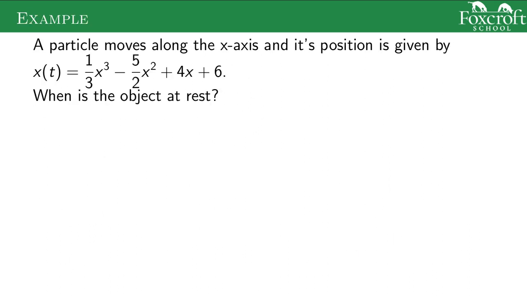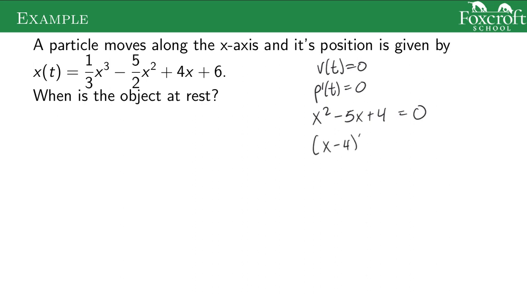So a particle moves along the x-axis and we have its position. When is the object at rest? Well, we know from that last slide it's at rest when our velocity is equal to 0. But velocity is the derivative of position, and the derivative of position is going to be t squared minus 5t plus 4, using the power rule. Now I can solve this equation using my skills with quadratics.